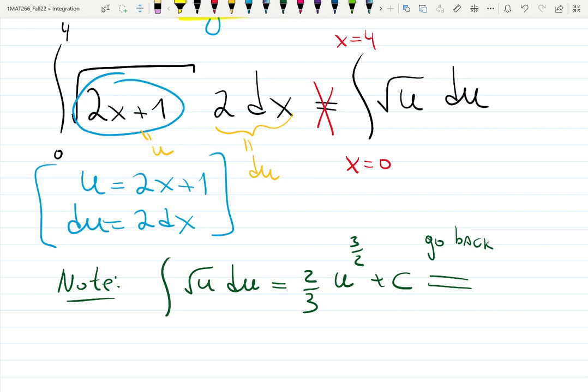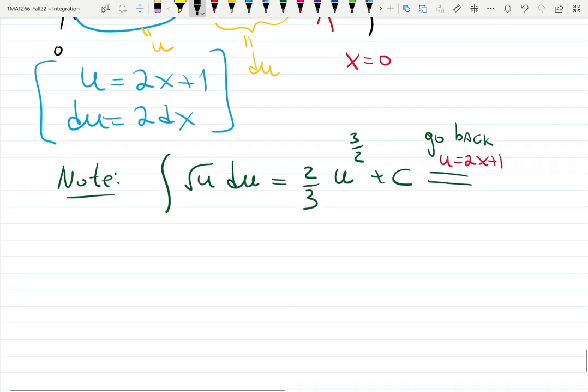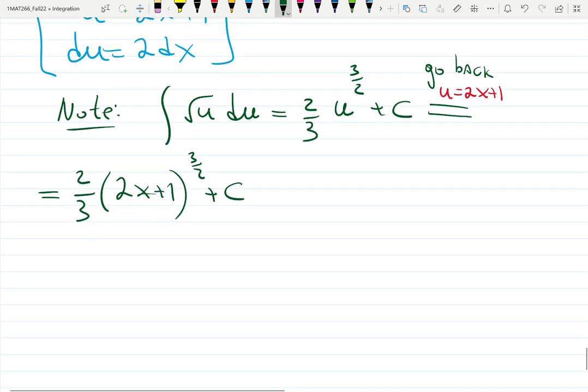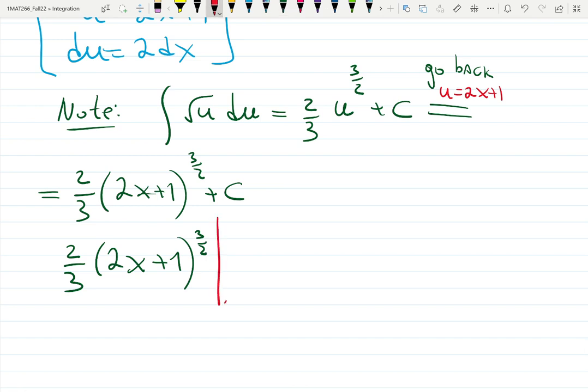u is 2x plus 1. So you're going to have, just like we're solving an indefinite integral with no limits, 2/3 (2x plus 1) to the 3/2 plus c. And instead of plus c, now you can write down the bar: 2/3 (2x plus 1) to the 3/2, with a bar from 0 to 4. And you have to check, does it make sense? So x equals 0 and x equals 4, then you can plug in.